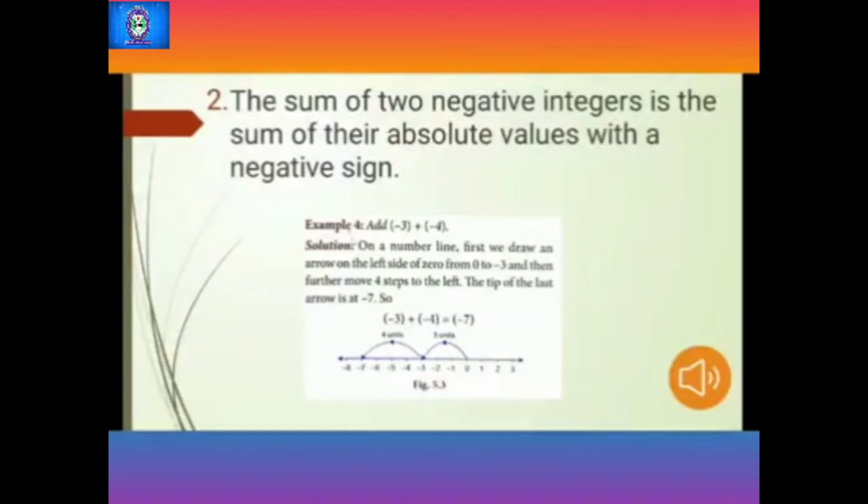The sum of two negative integers is the sum of their absolute values with a negative sign. As you can see in the example, minus 3 added to minus 4. On the number line, first we draw an arrow on the left side of 0 from 0 to minus 3 and then further move 4 steps to the left. The tip of the last arrow is at minus 7. So, the answer will be minus 3 plus minus 4, the answer will be minus 7.